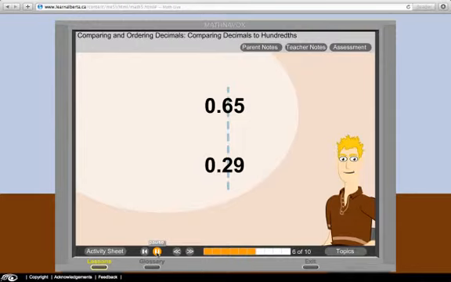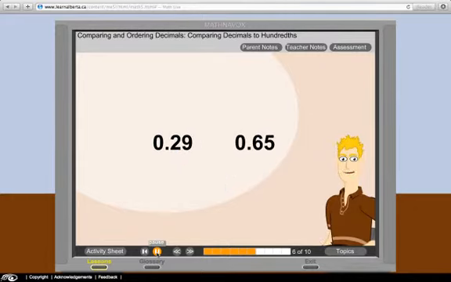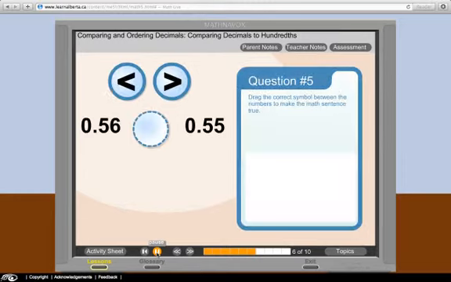That means that this is as far as we have to go, because 6 is greater than 2. We know that 0.65 is greater than 0.29. If 0.65 is greater than 0.29, then 0.29 must be less than 0.65. Now you can answer some questions using the greater than, less than symbol. Drag the correct symbol between the numbers to make the math sentence true.